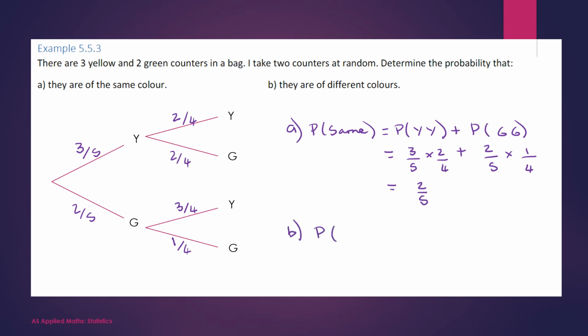Probability they are different. Well, I could work this out by doing yellow green and then green yellow, or I could say, well, that has to just be, it's completely mutually exclusive to being the same. So if the probability that they're the same is 2/5, then the probability that they are different has to be 1 minus 2/5, which is 3 over 5. So I'm going to take a shortcut if I can see one, but you are correct to do 3 out of 5 times 4 out of 5, 3 out of 5 times 2 out of 4, add 2 out of 5 times 3 out of 4.